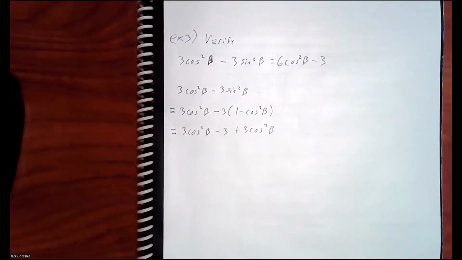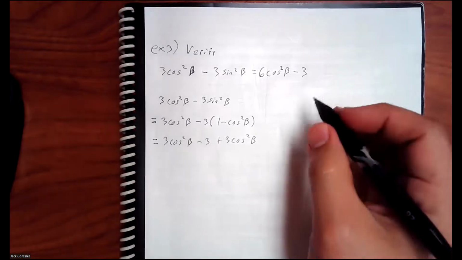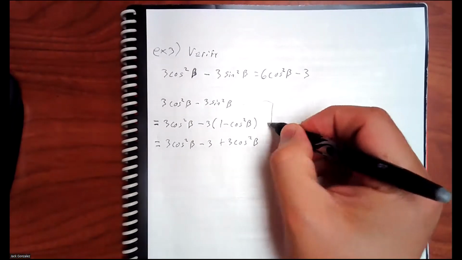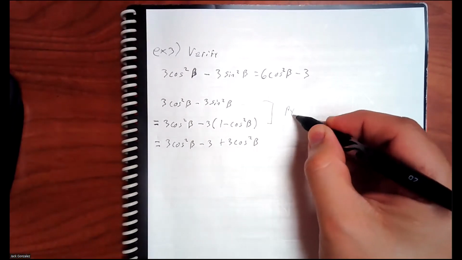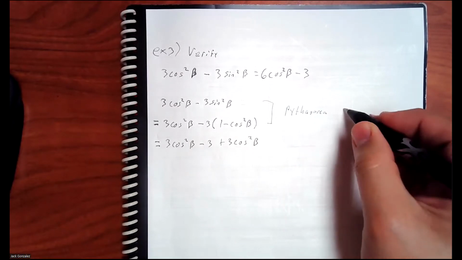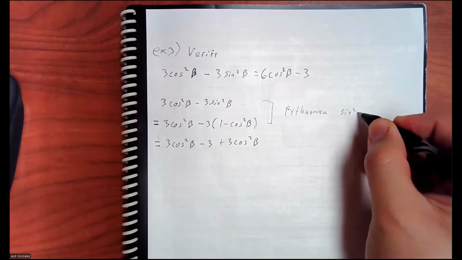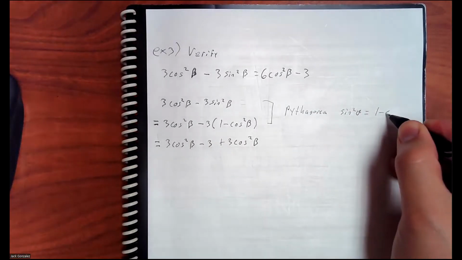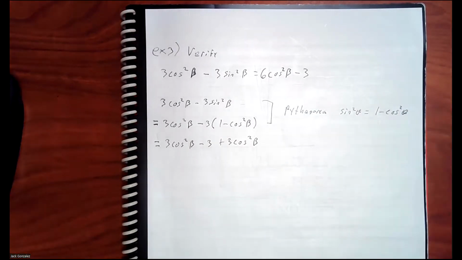What identity was that you used to get from here to here? That was the Pythagorean, you said. Like because sine squared beta equals 1 minus cosine squared, that's right? Yeah, we use this guy. Oh, I should have been more specific, because that's not it. I was looking at a different identity from that same group. Oh, okay. Does it make it different?